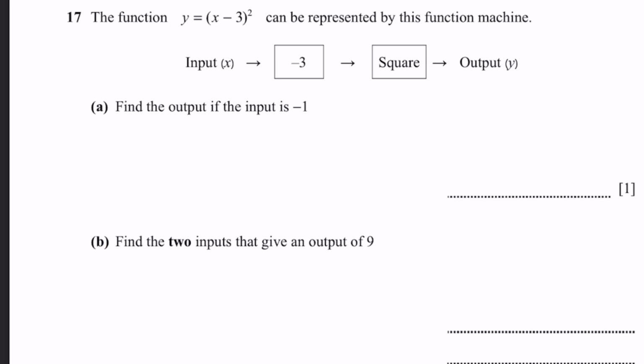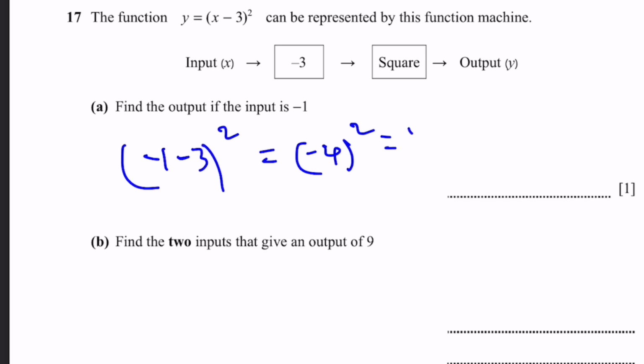Question 17. The function y equals (x minus 3) the whole squared can be represented by this function machine. Input, then subtract 3, then square, then output. A. Find the output if the input is negative 1. Minus 1 minus 3, squared. Minus 4 squared is 16. That's the answer.